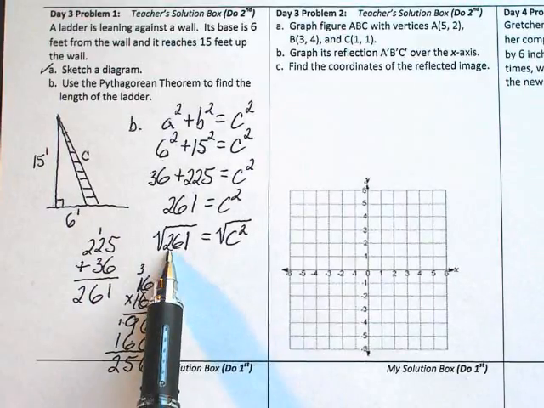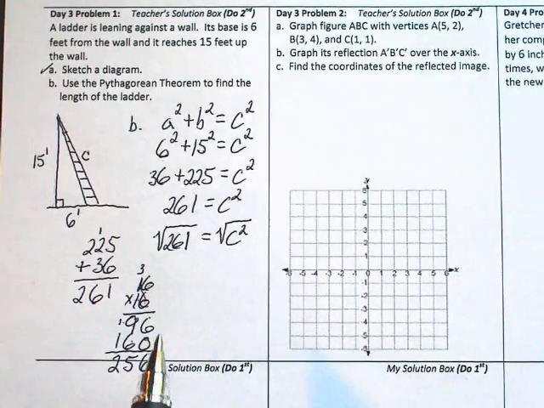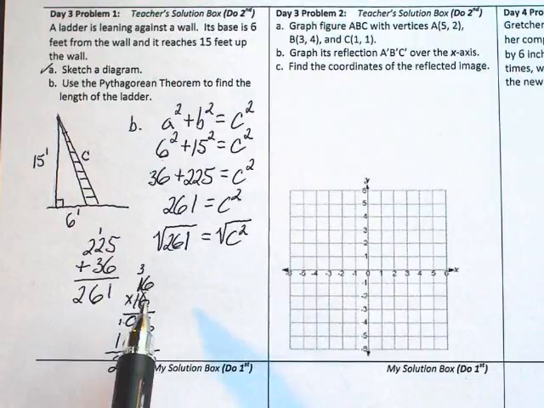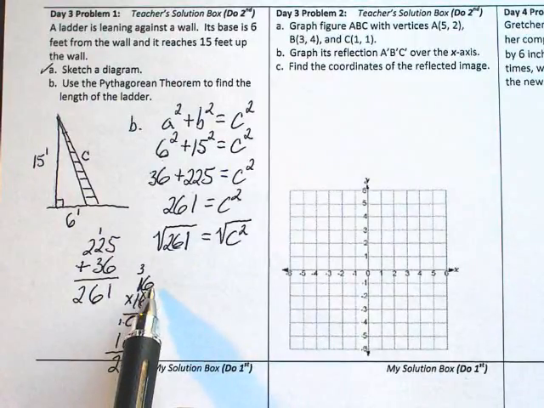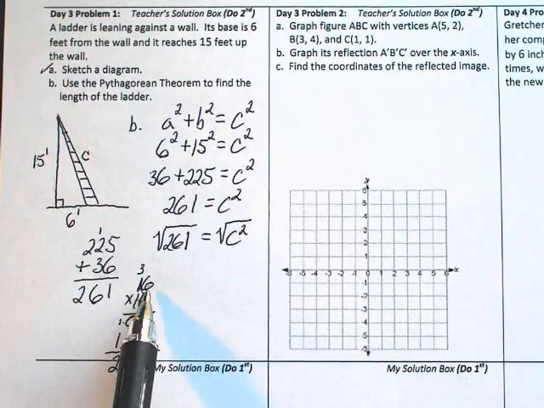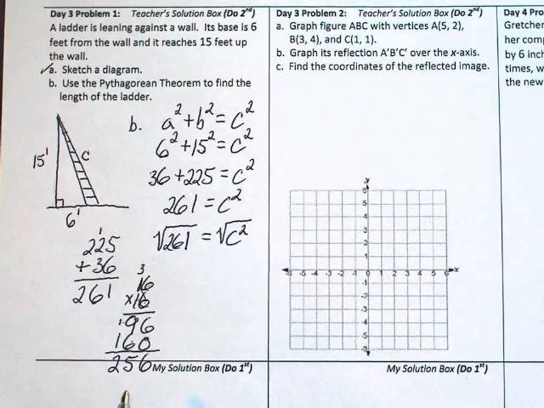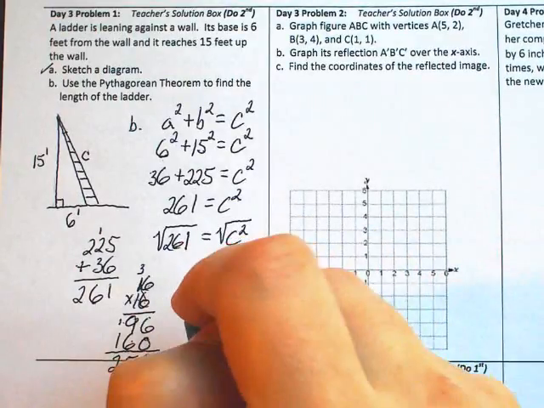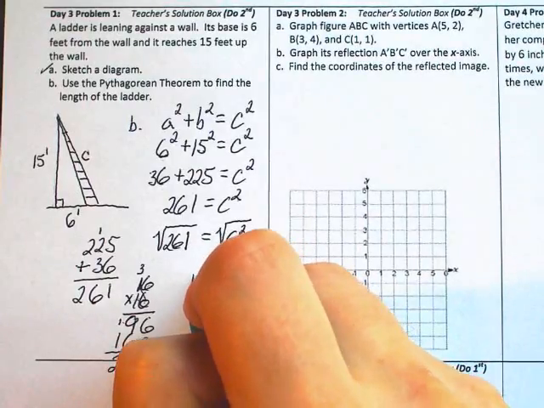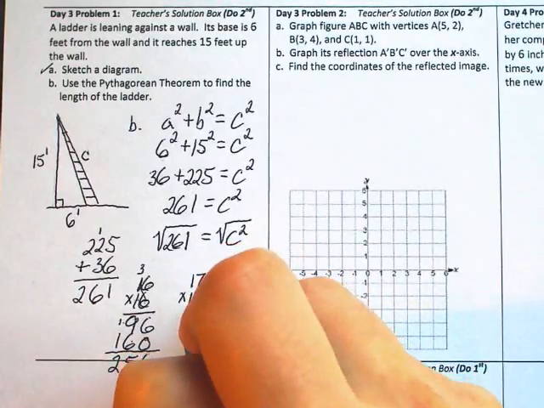256 is very close to 261. It's still not quite large enough, but I know from my answer that it's going to be larger than 16, but I don't think it's going to be all the way to 17, because 17 times 17, no doubt, is much larger than 261. Let's figure out what 17 times 17 is. So 17 times 17.